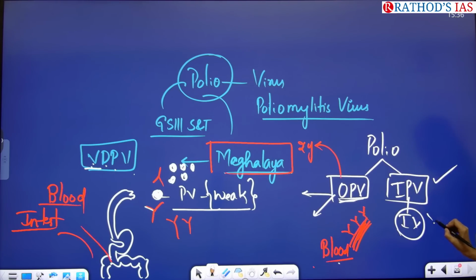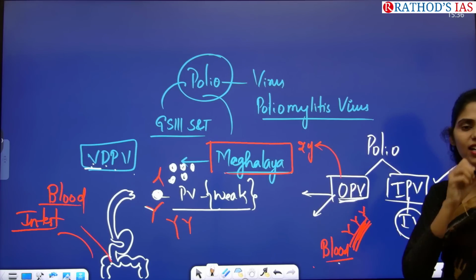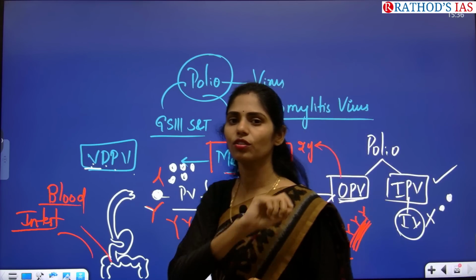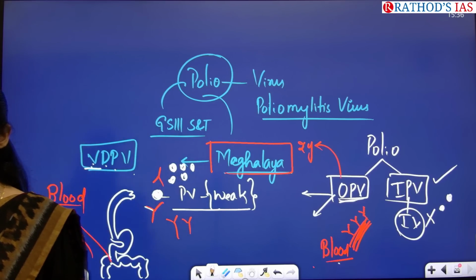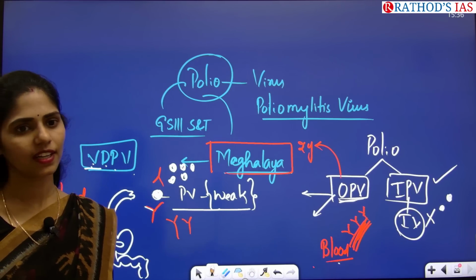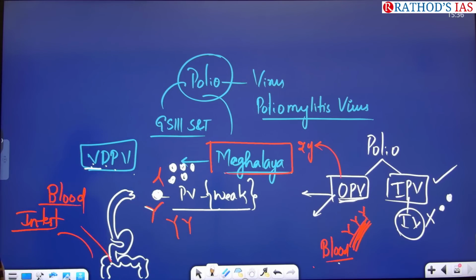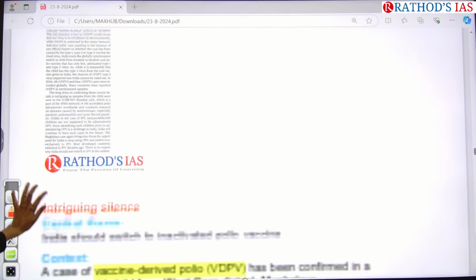Okay, so that it is not having the power to replicate because it is having dead cells or the body particles of this virus, not entirely live attenuated polio virus. Clear? Okay, so this is the thing. Okay, let us see this article.